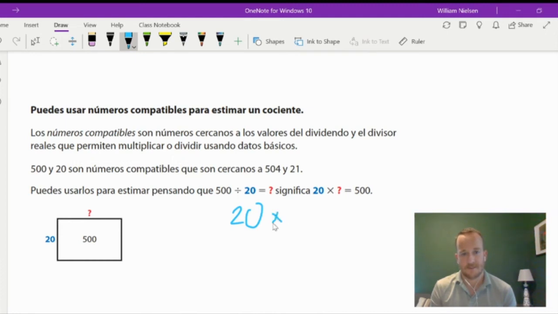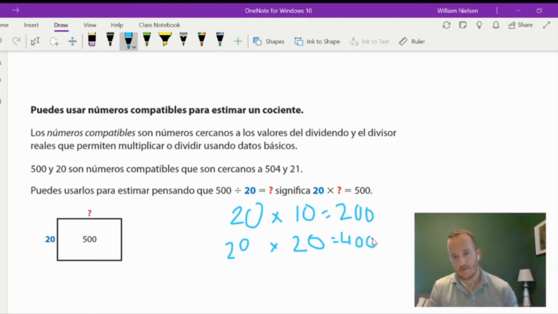Podemos usar la misma estrategia empezando con 20 por 10. ¿Ok? 20 por 10, 200. Tal vez se van a dar cuenta de un patrón. 20 por 20, ¿qué es? 20 por 20, 2 por 2, ¿verdad? 4, 2 ceros, 400. ¿Ok?